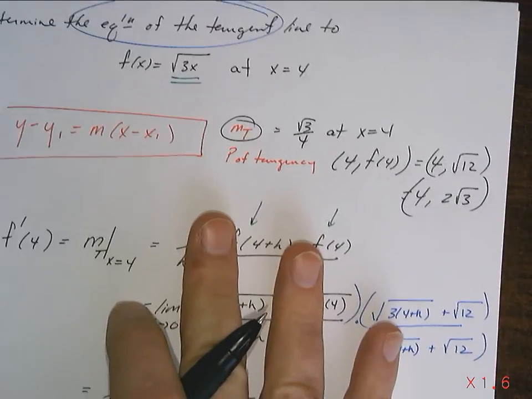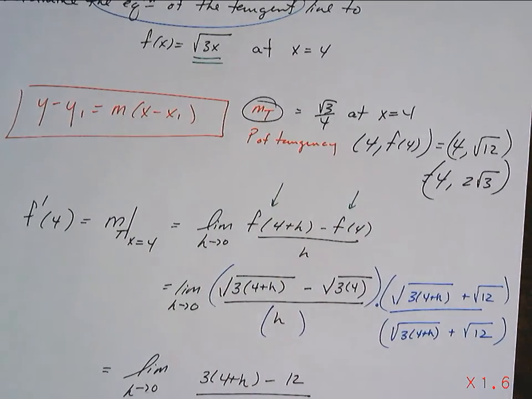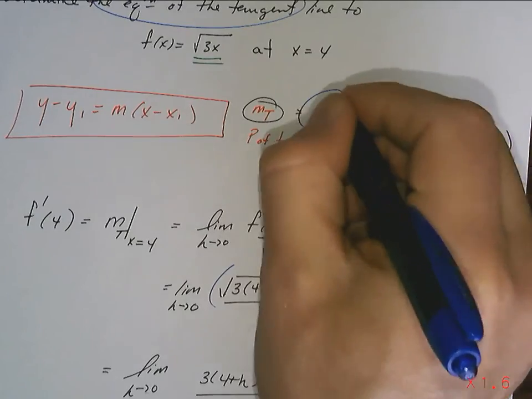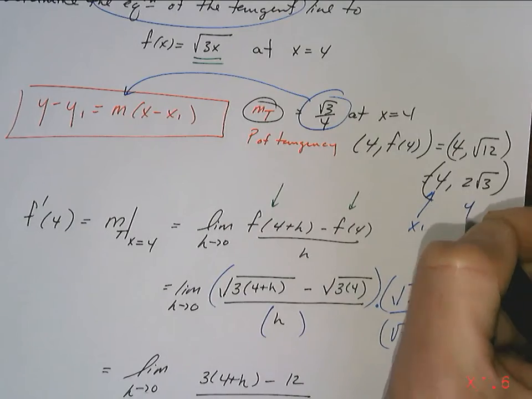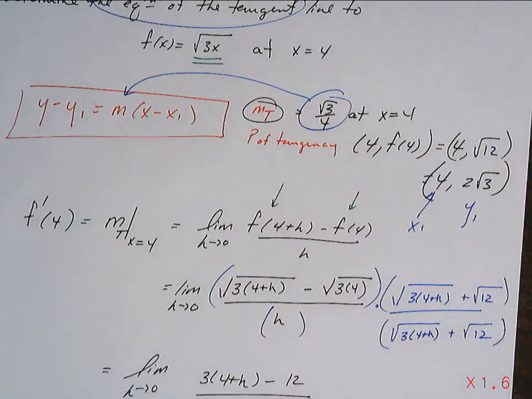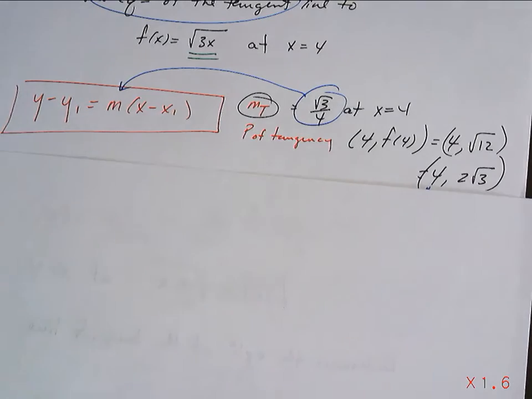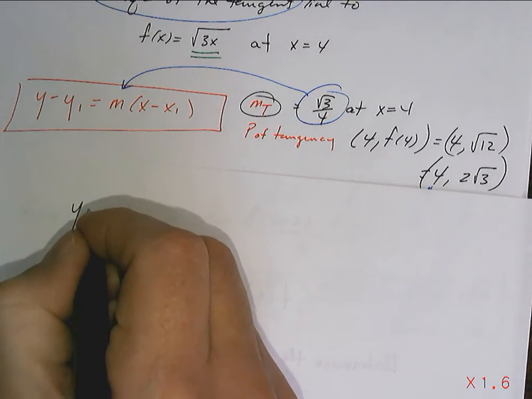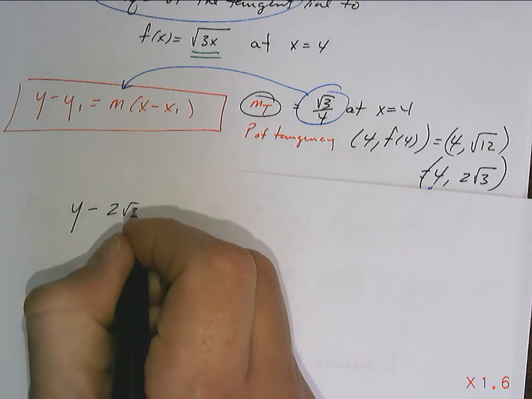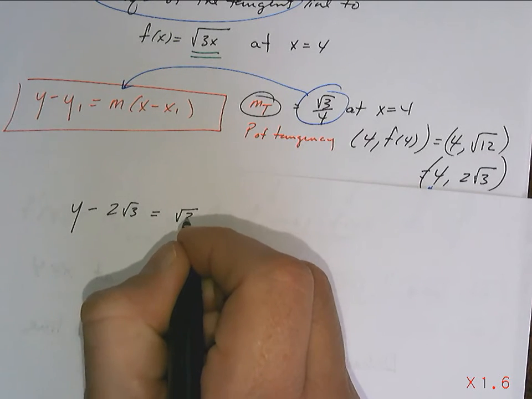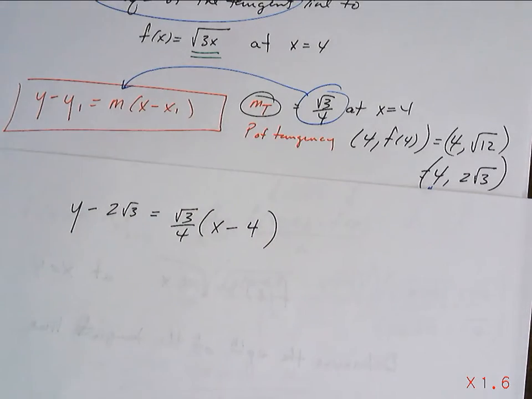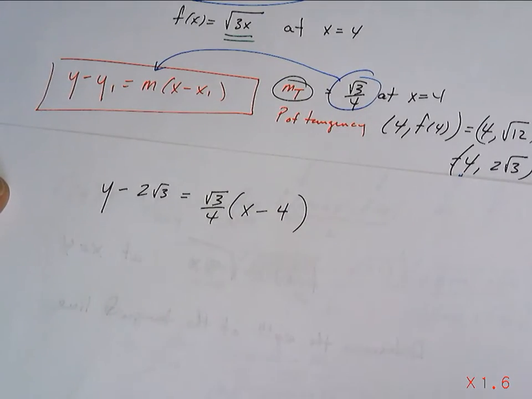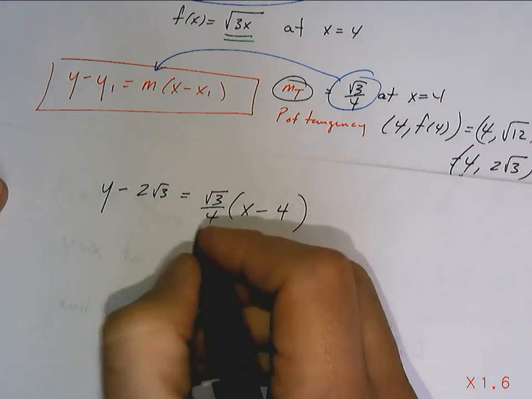So back up here, the slope of the tangent is going to go in there. This is going to be x1. This is going to be y1. So I'm going to get another piece of paper, and I'll put it here. And so it's going to be y minus 2 root 3 equals root 3 over 4 times x minus 4. And that's a horrendous looking equation, isn't it? It's beautiful. The only thing wrong with it is the fraction.